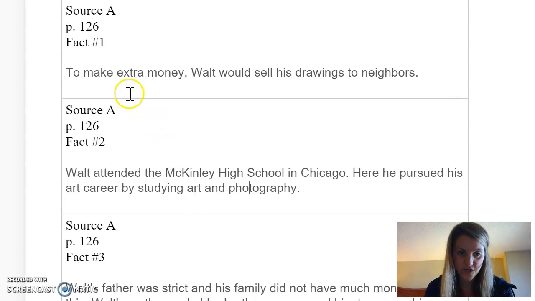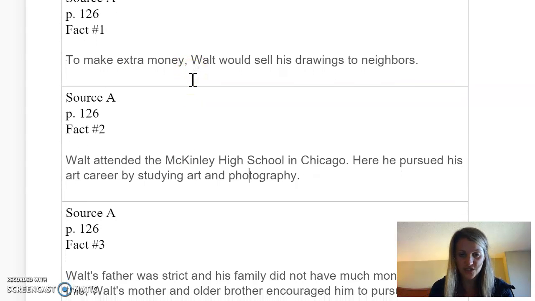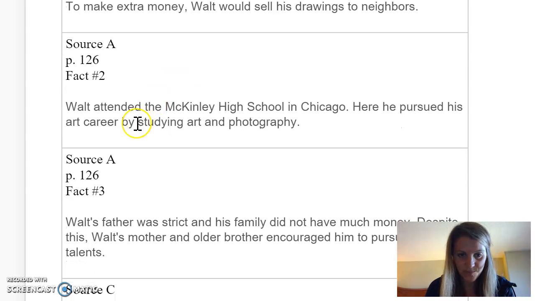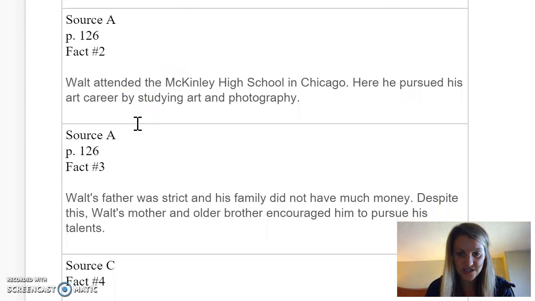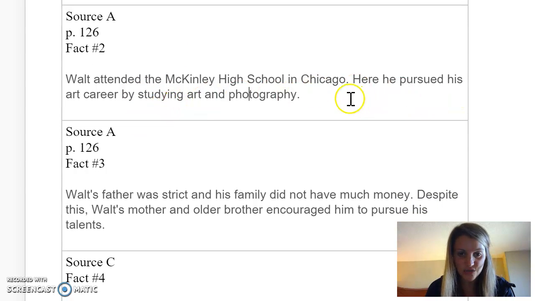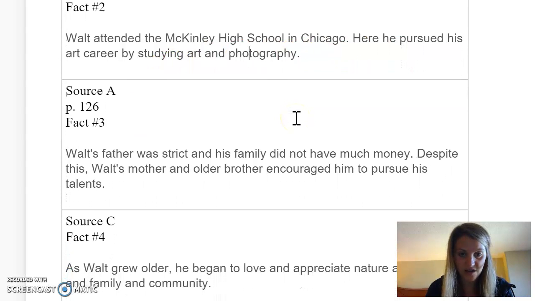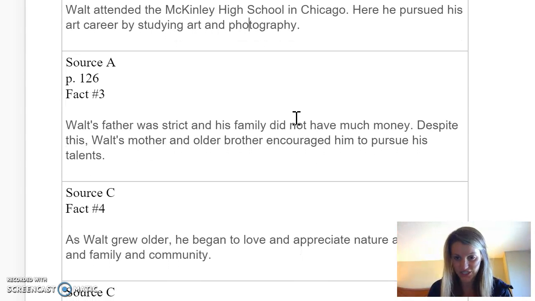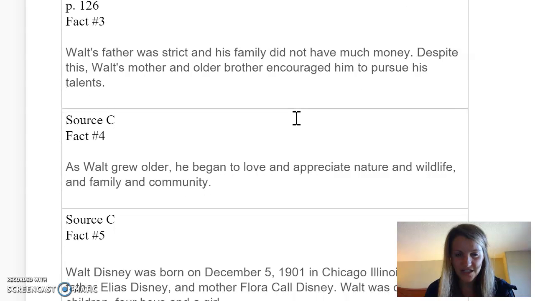So for the first one, I have, to make extra money, Walt would sell his drawings to neighbors. I'm thinking that's going to be a good fact to link back to the animation piece of the legacy. Then I have here, Walt attended the McKinley High School in Chicago. Here he pursued his art career by studying art and photography. Again, that's going to be really helpful with that animation part of the legacy. So I think I may want to use those 2 facts for sure in this paragraph.